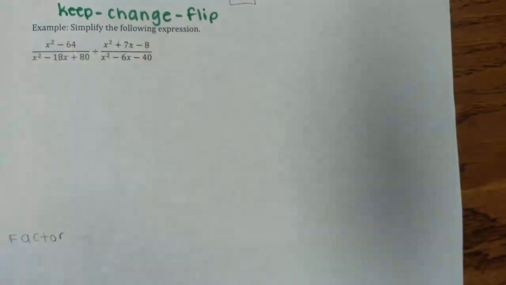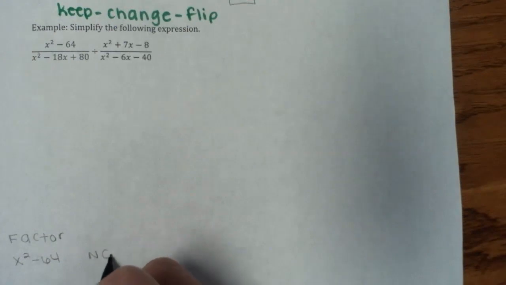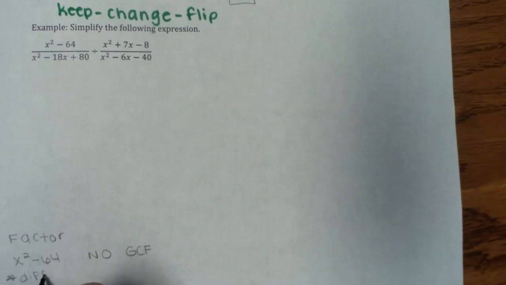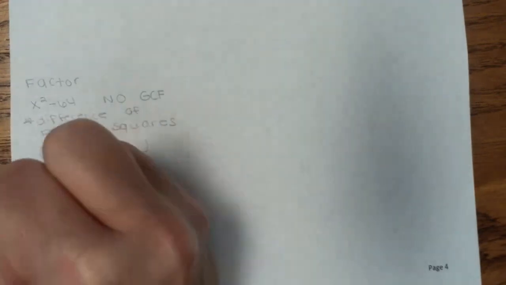So let's factor our first one, which is x squared minus 64. Looking at x squared minus 64, there's no GCF. This is a difference because we're subtracting two perfect squares. So that means we can use our shortcut, which says we can go straight to our two factors. X squared is x times x. In order to give us that negative sign, they're going to have different signs.